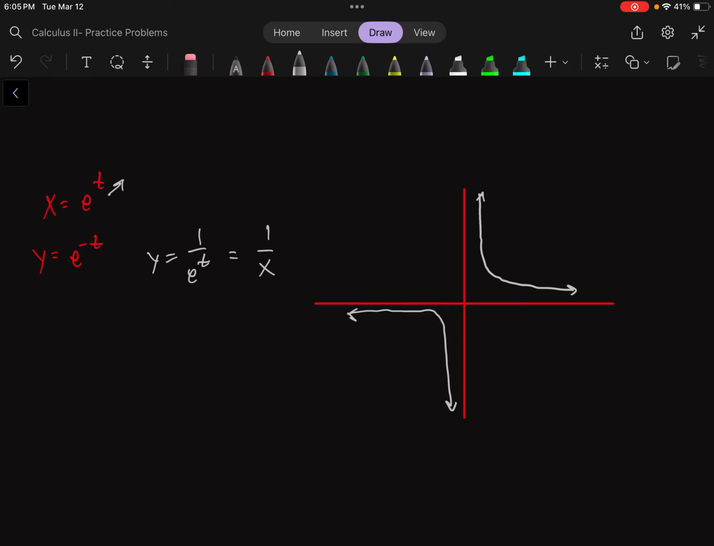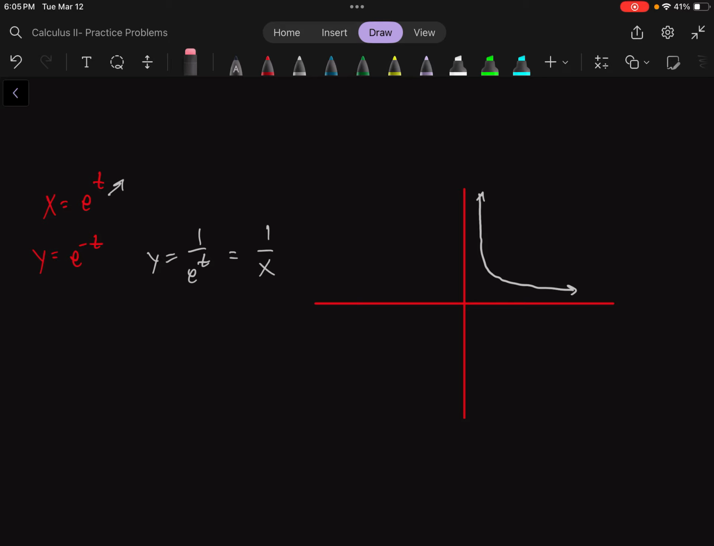That means no matter what t values you choose, whether it's negative t values or positive t values, x itself will never be negative. And the same thing with y, right? Because y is just 1 over e to the t. So this part of the graph does not show up. We only are left with this part, even though we eliminated the parameter. So a general strategy here is we eliminate the parameter, we check to make sure that it's reasonable, and then we sketch the orientation.